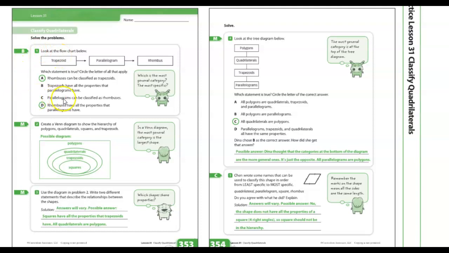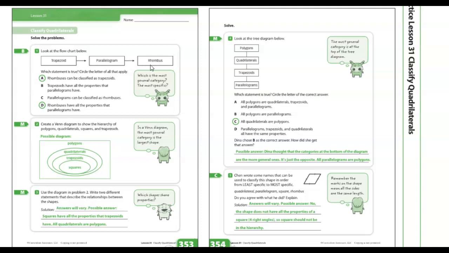And then on C, parallelograms can be classified as rhombuses. Once again, the rhombus is to the right. It is going to be more specific and more detailed about what its properties are. So not all of them can be a rhombus. Will some parallelograms be a rhombus? Yes. Will all parallelograms be a rhombus? No. So let's look at number 2.